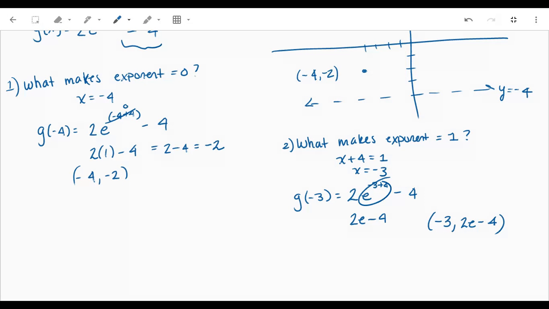Okay, and you can just plot that right on Alex. You can type e in, I believe. Let me know if you can't. Okay, you can kind of get an idea of this. If you remember, e is between 2.5 and 3. Okay, so this is going to be between 5 minus 4 and 6 minus 4. So it's somewhere between 1 and 2.